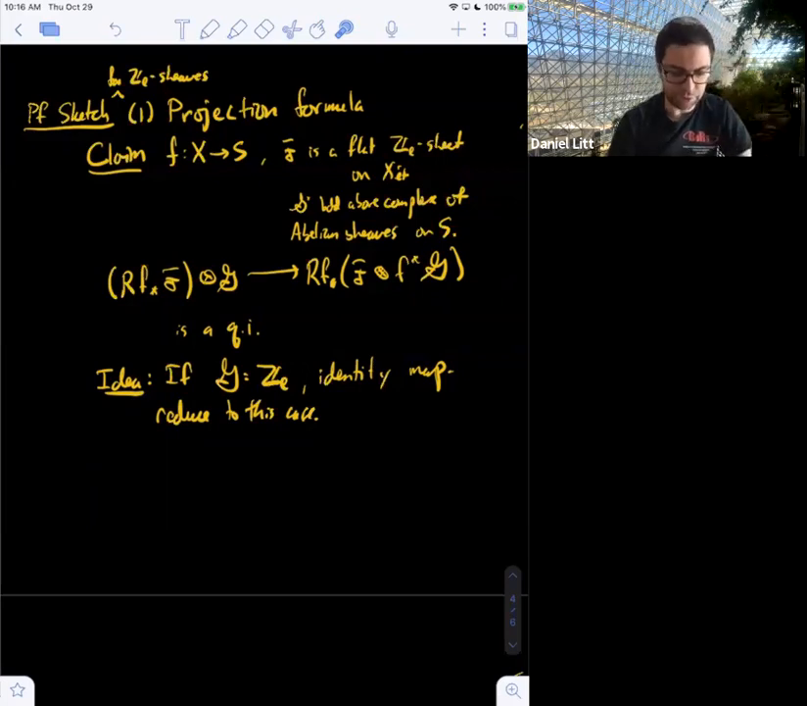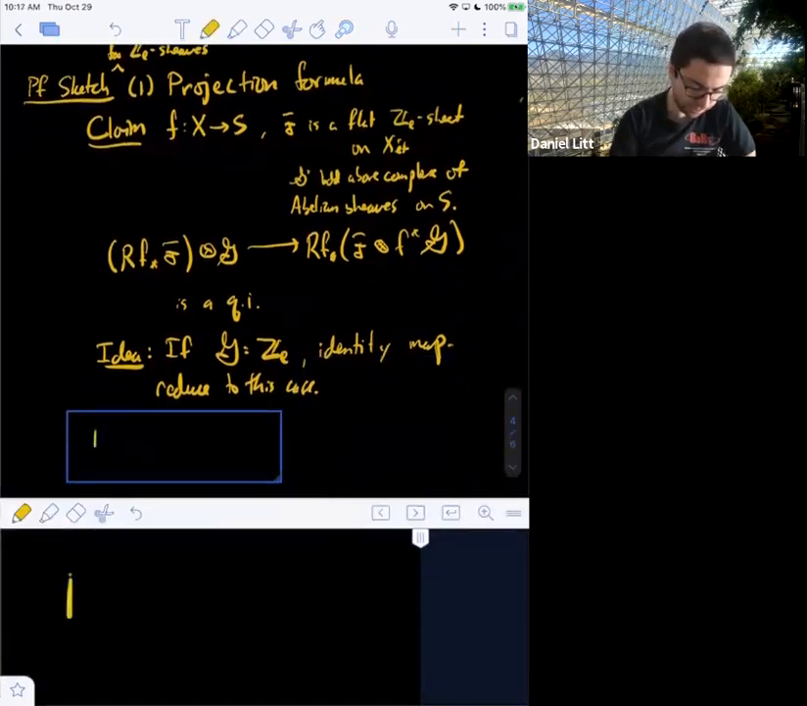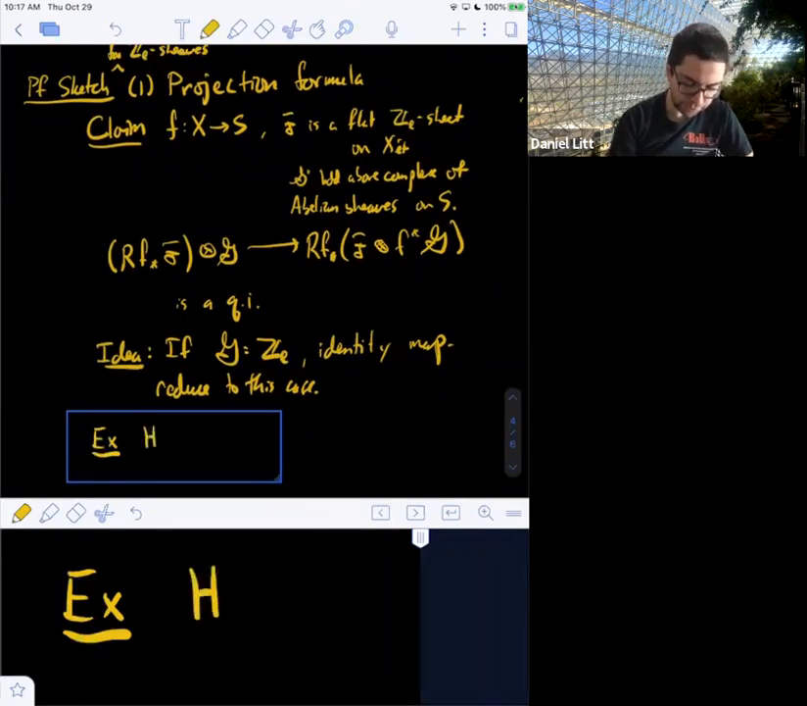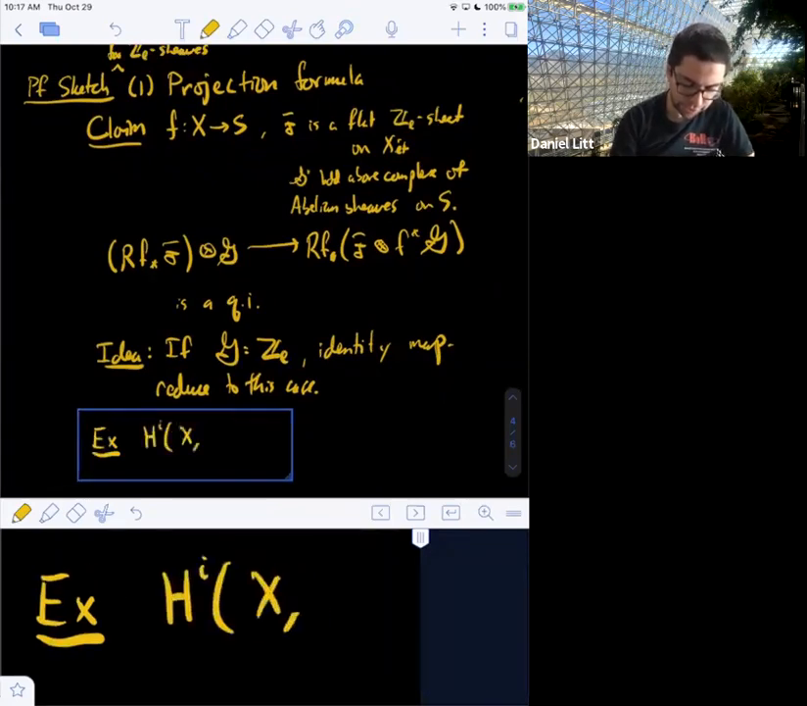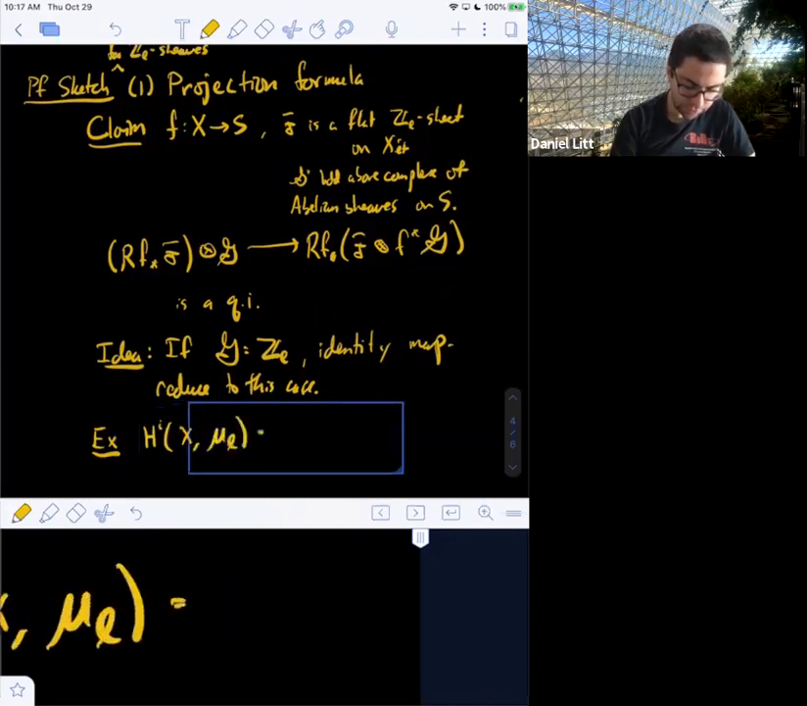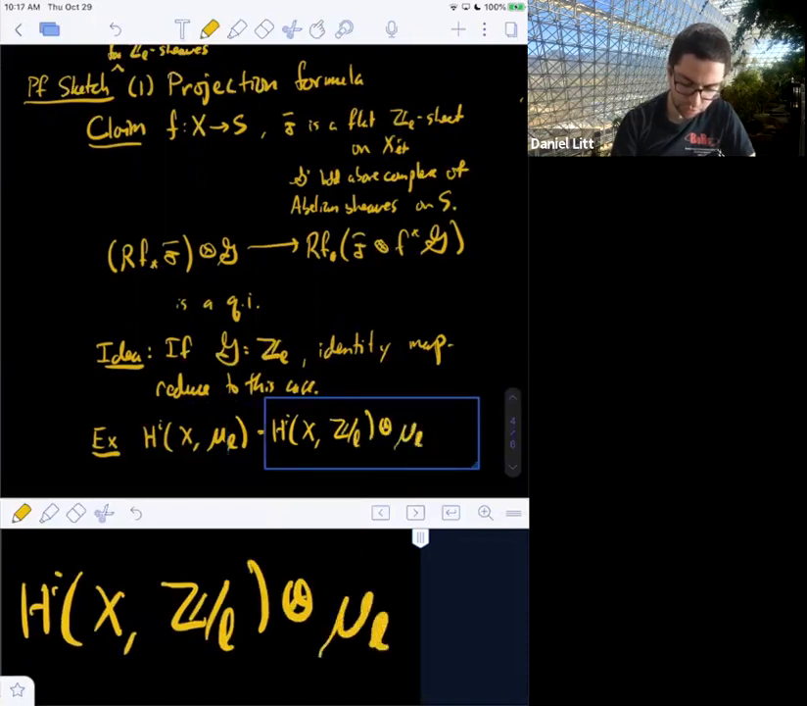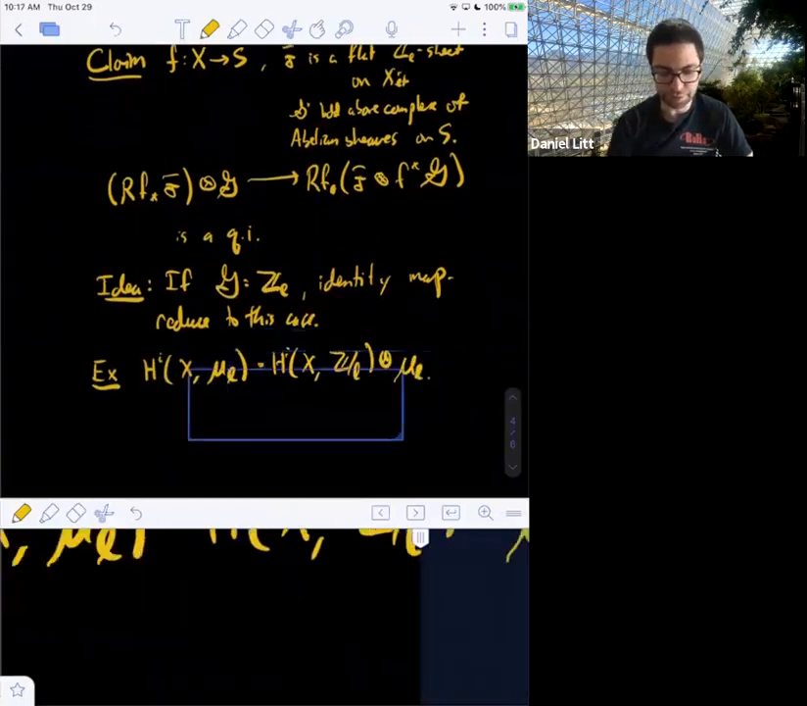Yeah. But I don't want to say much about this. But let me just remark. We've already seen an example of this claim. We've seen, for example, that H^i of X with mu_L coefficients is canonically isomorphic to H^i of X with Z/L coefficients tensored with mu_L. We've used this a lot when we've computed.